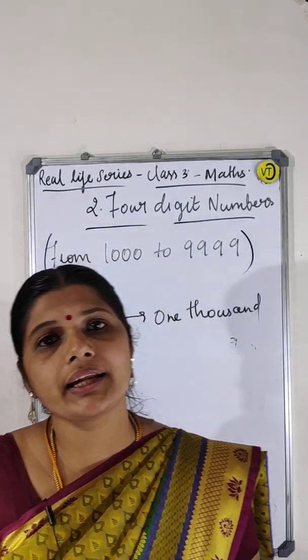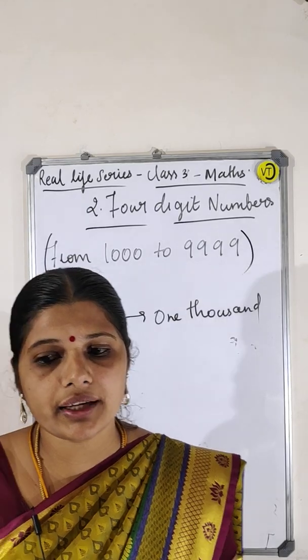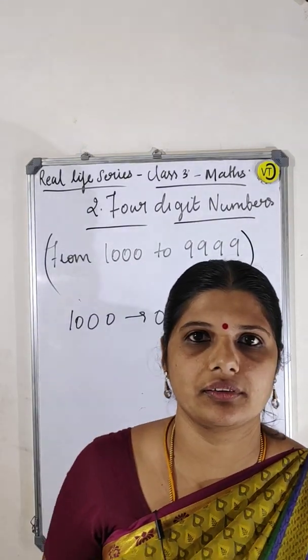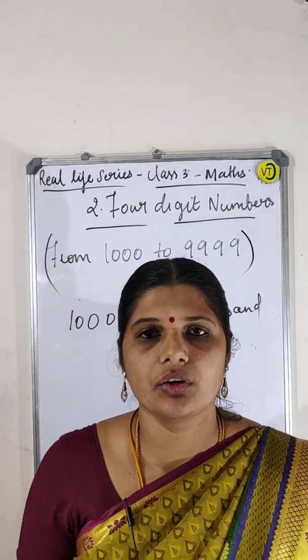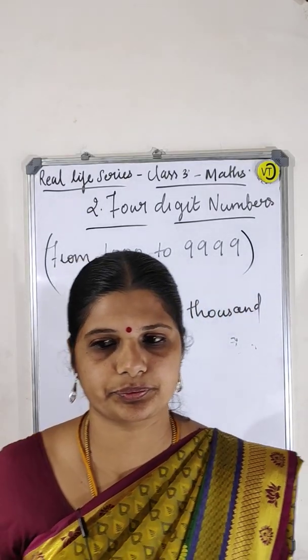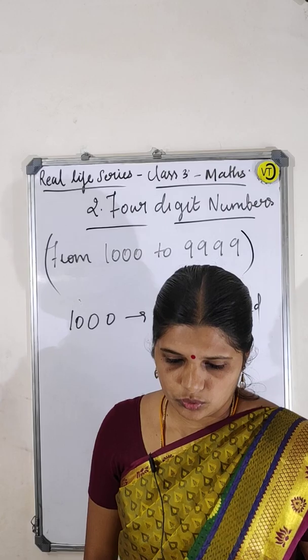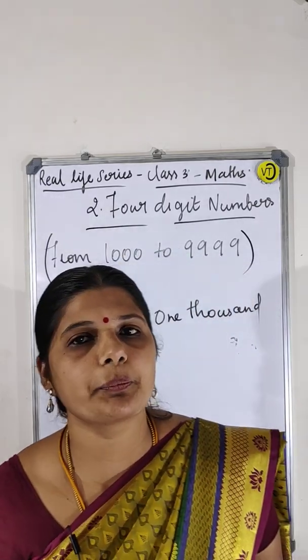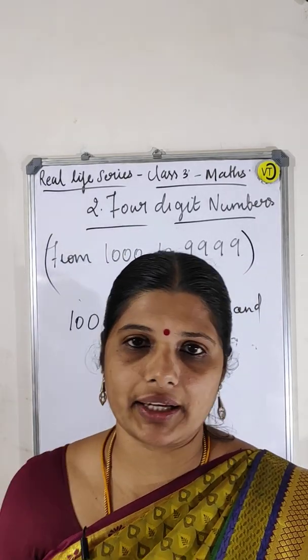So 2999 plus 1, 3000. It will be going on like that. 4999 plus 1, 5000. This way, guys. Okay. Then to represent a 4-digit number in the abacus form.